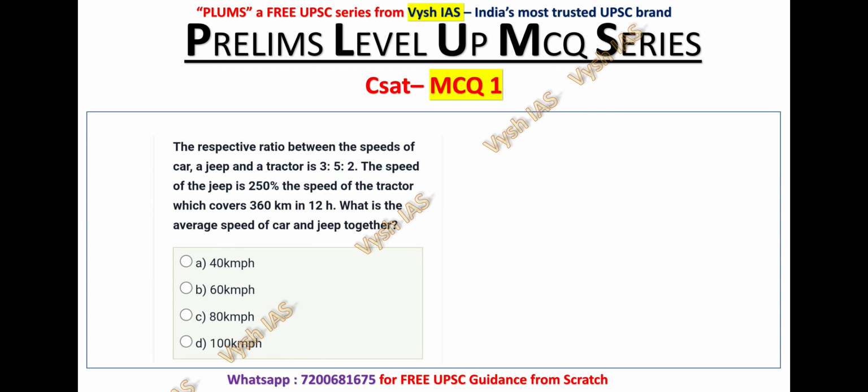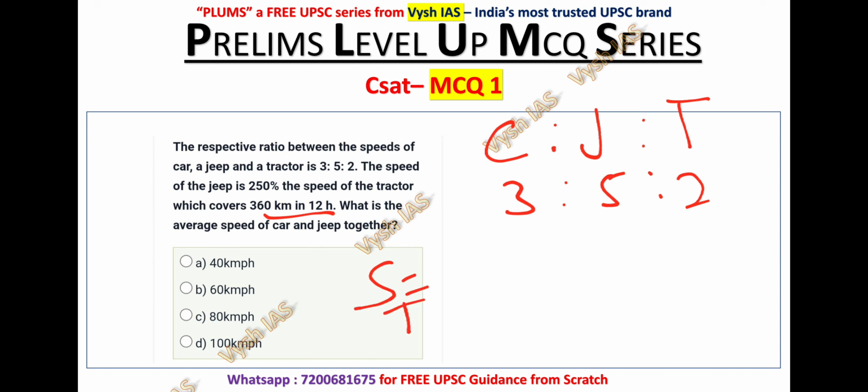The respective ratio between the speeds of the car, jeep and tractor is 3:5:2. When you're reading the question, you have to write the data in the rough space so that it will be easy to solve. The speed of a jeep is 250% the speed of the tractor, which covers 360 km in 12 hours. So let's find the speed of the tractor because the data are already given. Speed of the tractor is equal to distance travelled by time taken. So the distance travelled is 360 by 12 hours. So the speed of the tractor is 30 km per hour.